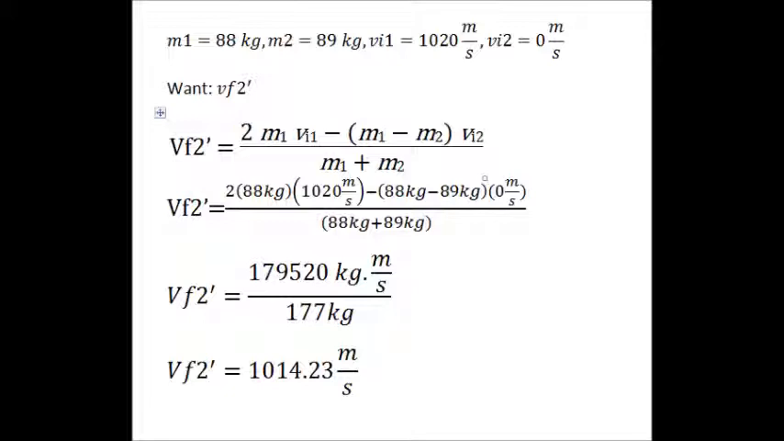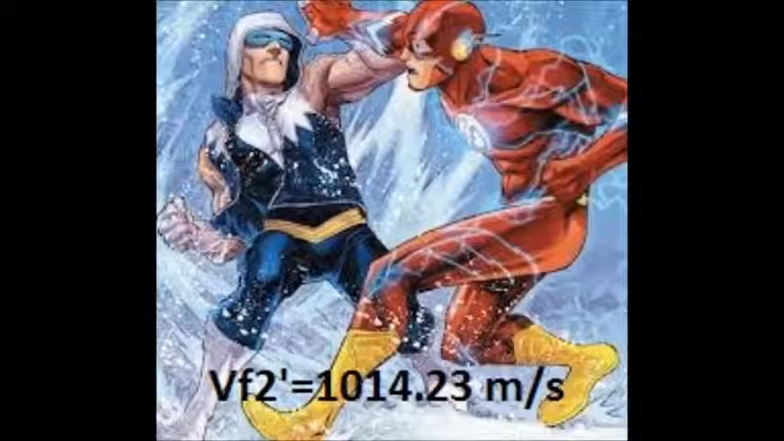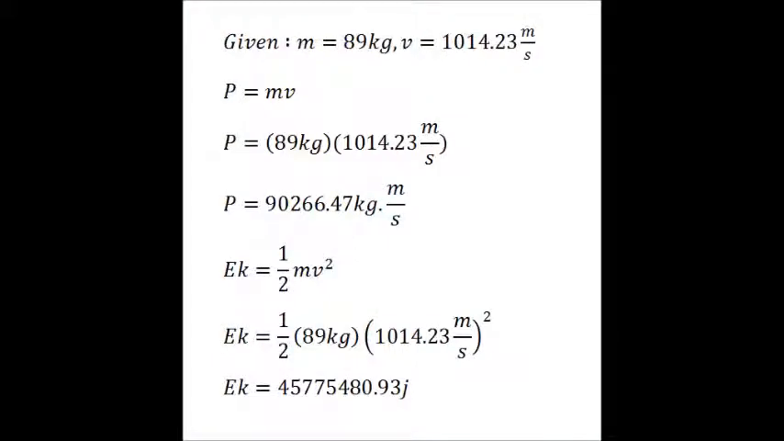To calculate Captain Colt's speed, we'll be using the same values, but this time we'll be using the equation 2m1 vi1 minus, in brackets, m1 minus m2 times vi2, all over m1 plus m2. Once again, after plugging in all the values, we will derive to an answer of 1,014.23 meters per second.